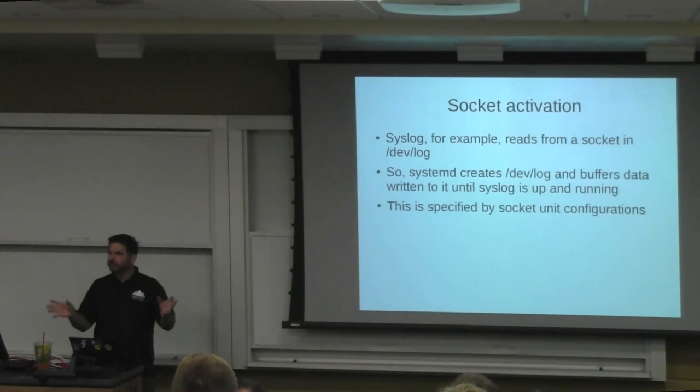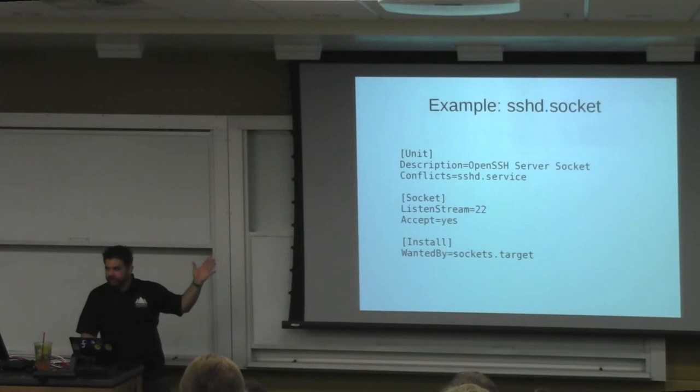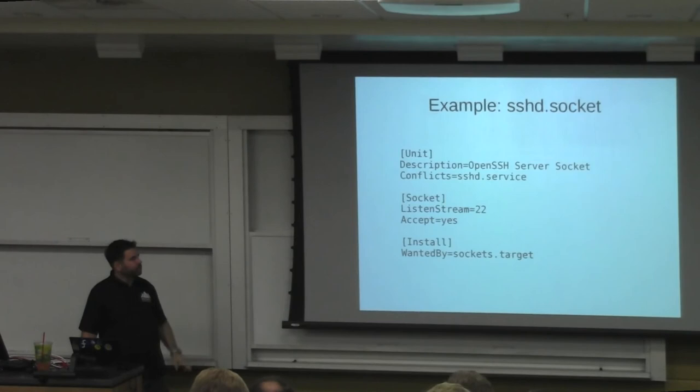So let's look at SSHD again in this configuration. Now we have a much shorter unit configuration file. This is the SSHD socket, another unit configuration just for managing the socket. We're saying this is a socket that listens on port 22, because we all know that's the SSH port. And this is wanted by a target unit configuration called sockets.